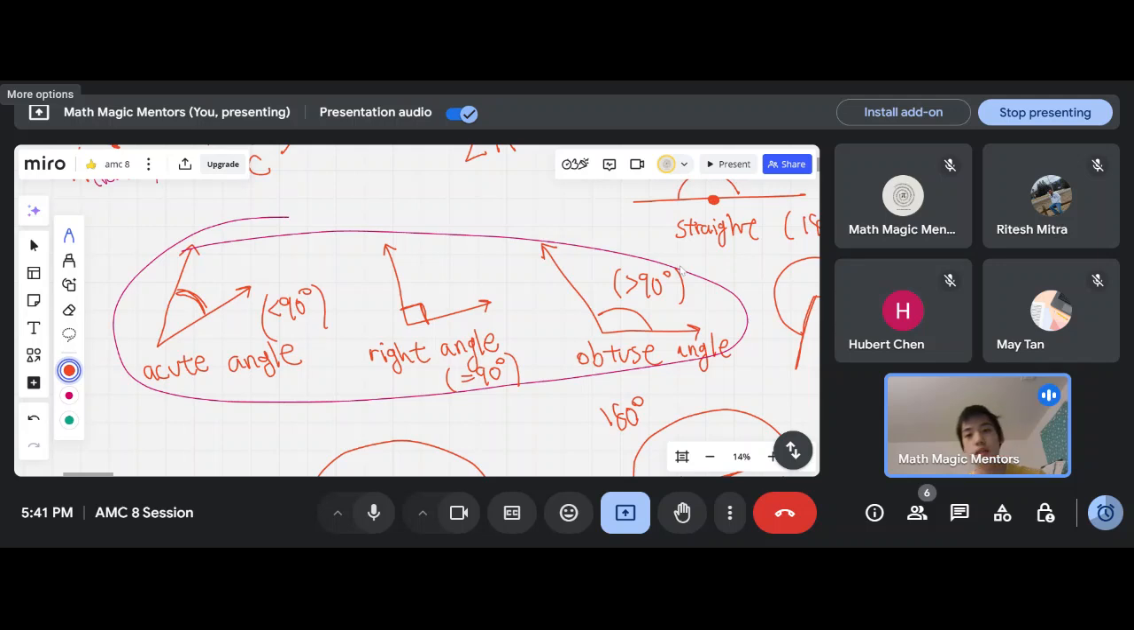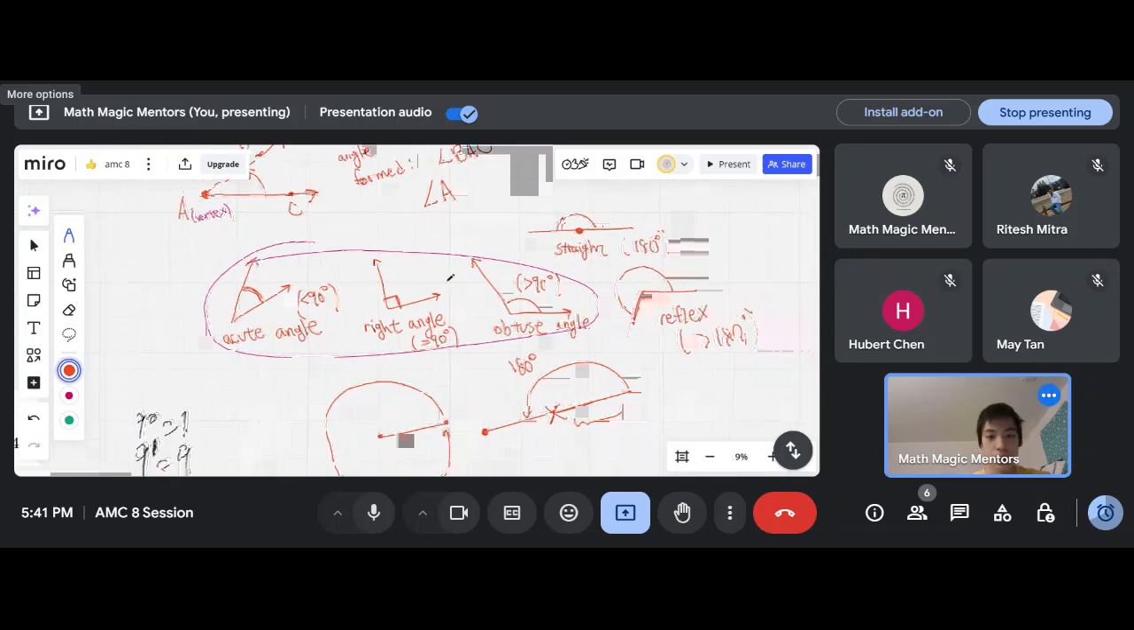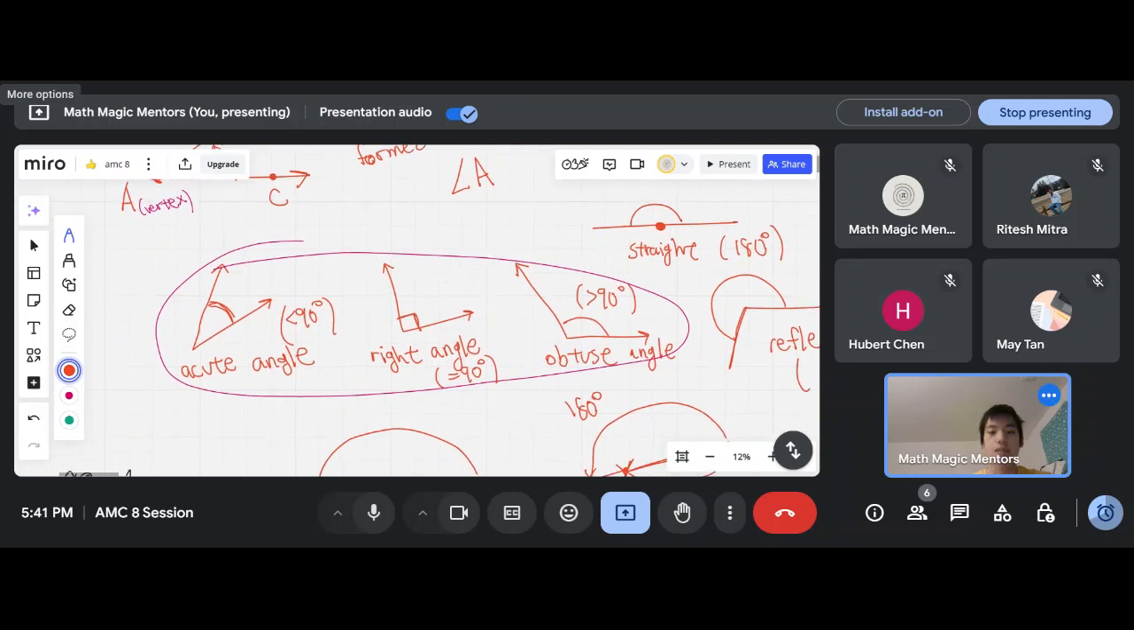So in AMC8 problems, you're going to see a lot of terminology like that. Geometry generally has a lot of terminology, but we're trying to give you a basic outline of what you should know to understand every problem that you're going to encounter. And so these are the main types of angles. Acute angles are less than 90 degrees. Right angles are exactly 90 degrees, and obtuse angles are greater than 90 degrees.